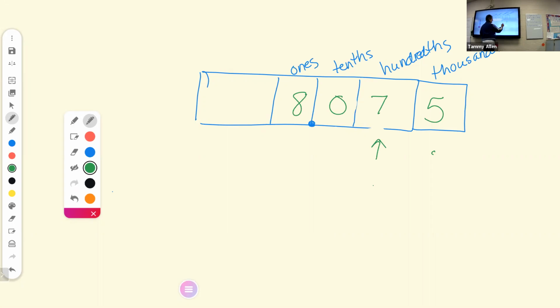The 5 tells us to do what with the 7? So now we need to change that 7 over to an 8. So change your 7 to an 8. We get rid of the 5, right? So it'd be 8 and 8 hundredths, right? Does that make sense? But we don't add any zeros, right?